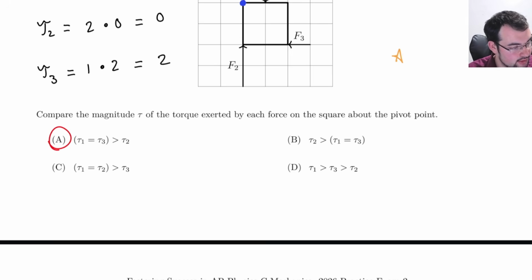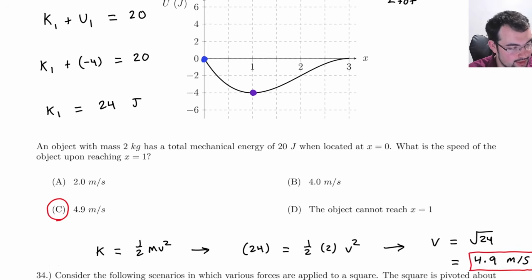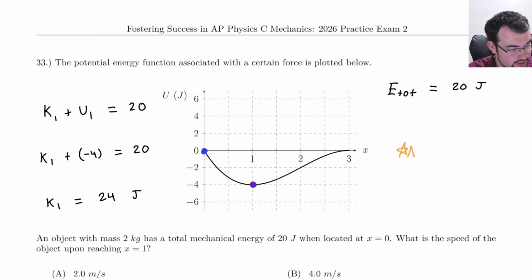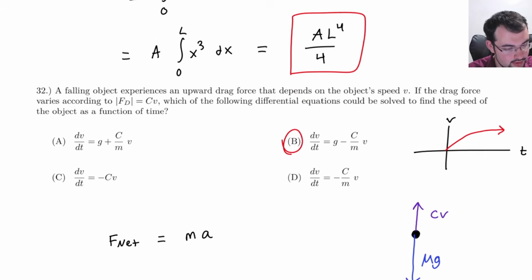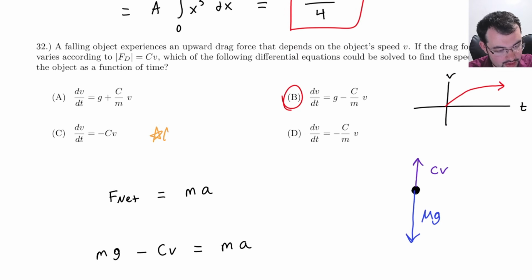That's a 2-star. Oh yeah, I forgot. Energy conservation, multiple steps, that's a 2-star. The differential equation was also a 2-star.